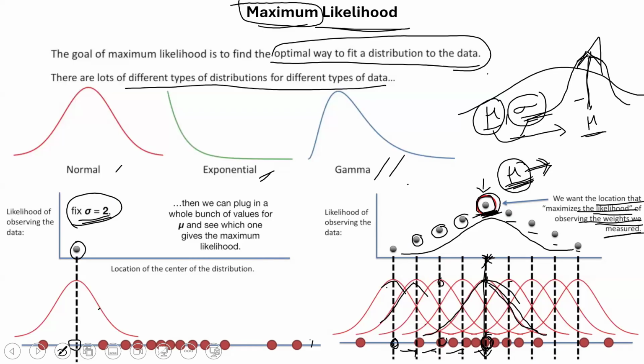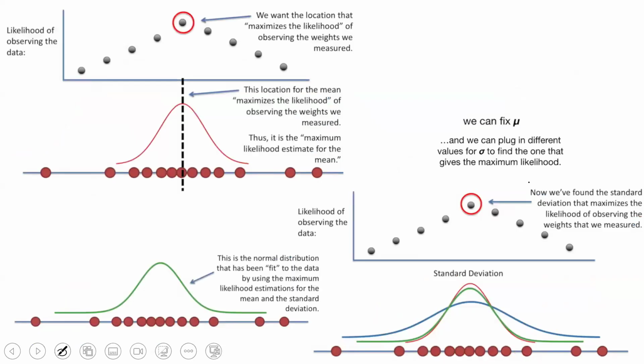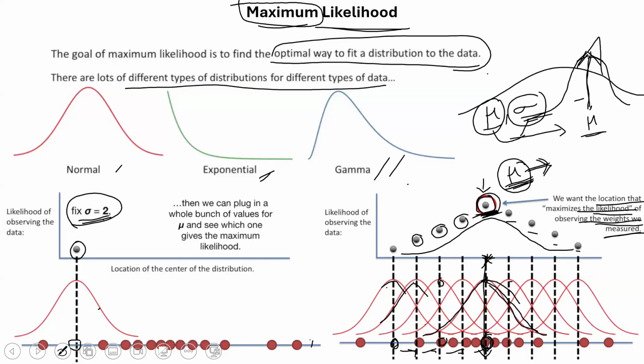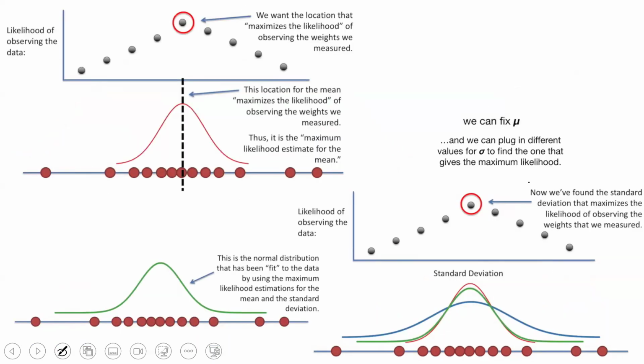So now we got the maximum likelihood, and that value will be assigned to mu. If you look at this now, I removed all these other graphs, and we finally got the graph relevant to the maximum likelihood for mu. So this is the graph with the maximum likelihood value for mu, with sigma set to 2, right? Sigma is set to 2, and this is the maximum likelihood value for the mean. What this means is that this location for the mean maximizes the likelihood of observing the weights we measured.